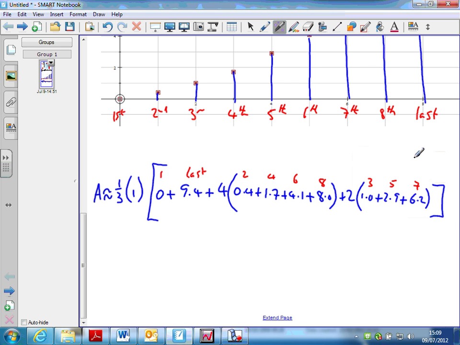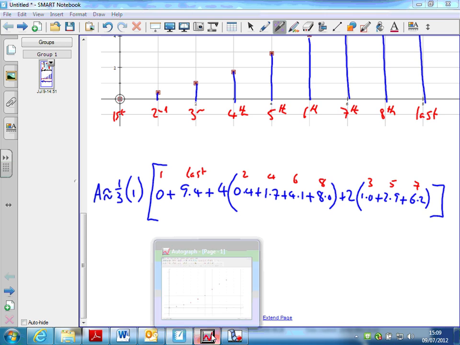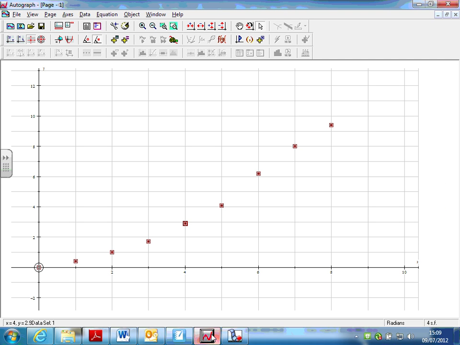Going back to Autograph, I could extend this question by trying to use Autograph. So let's have a look at these data points to try and fit a curve to these points and then use that function to integrate it between the limits to come up with an estimate for the area. So if we look at these data points, it looks as though it's not a straight line. They are curving up, apart from this last point here.